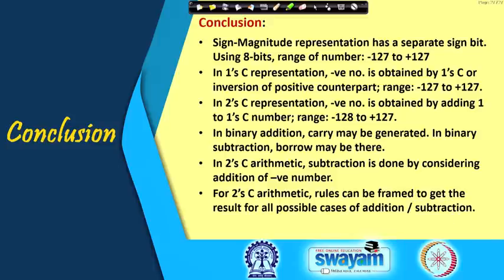For 2's complement arithmetic, rules can be framed to get the result of all possible cases of addition and subtraction, that means a smaller number subtracted from a larger number and a larger number subtracted from a smaller number. The presence of carry is ignored, and if carry is not there and the sign bit is 1, then the answer is negative and its magnitude is obtained by 2's complement of the number. These are the different rules by which 2's complement arithmetic can be performed.